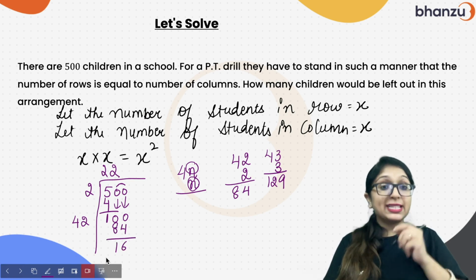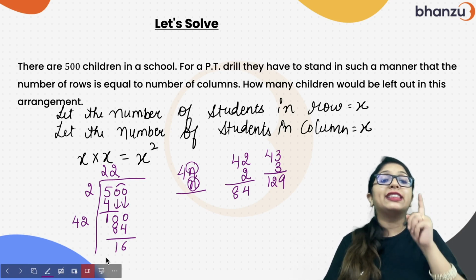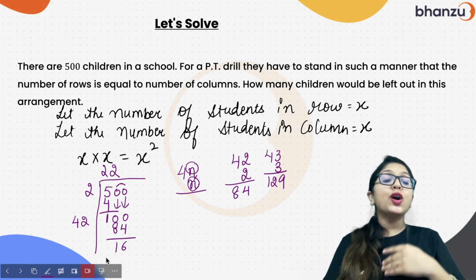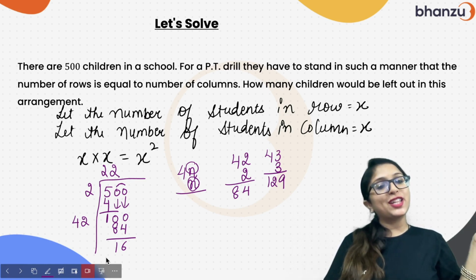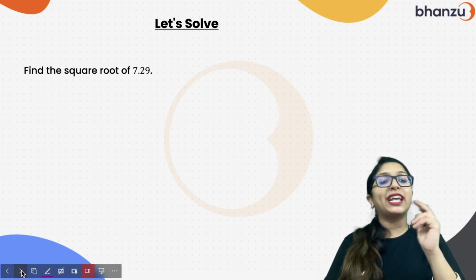So this means there will be 16 students who would be left out in this arrangement, and there can be 22 students in a row and 22 students in the column. I hope this question is clear now, and we will go ahead with the next question.